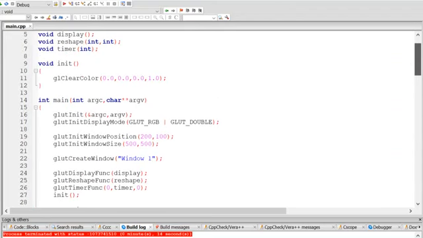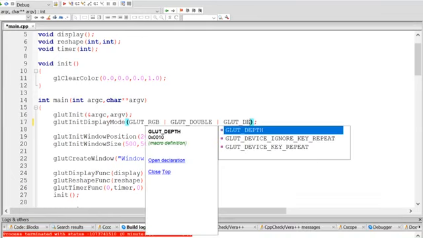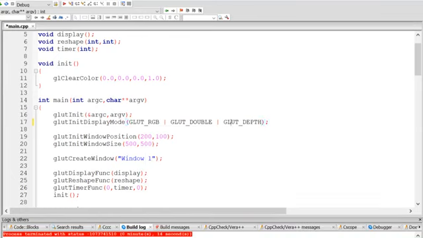So to start with depth testing, we first need to request a display mode which has special memory reserved for depth testing. So our display mode will also contain GLUT_DEPTH. So we have our memory for using the depth testing.